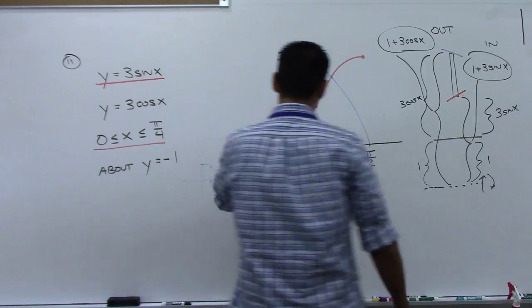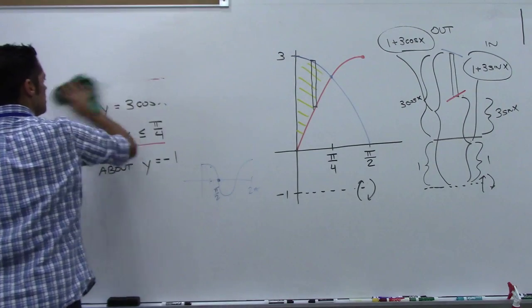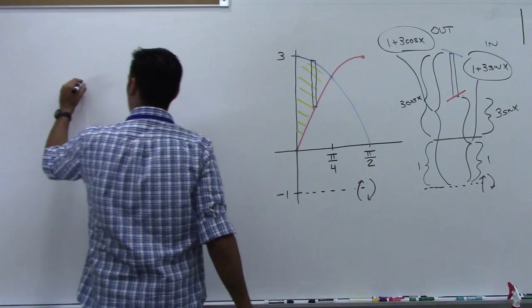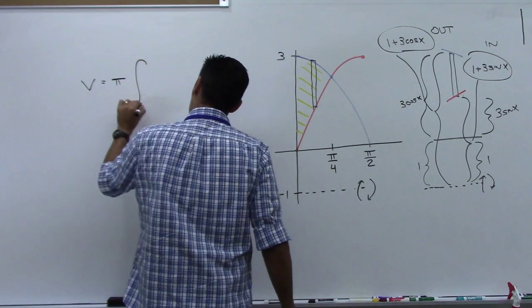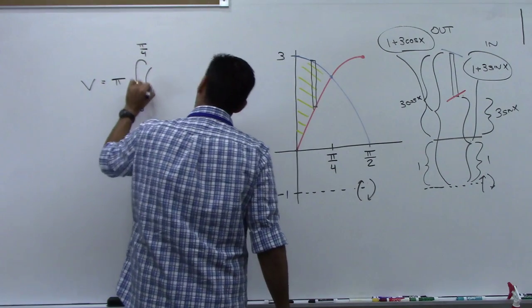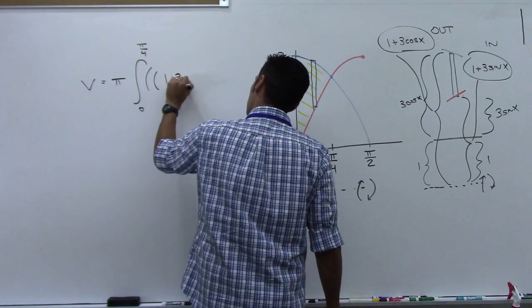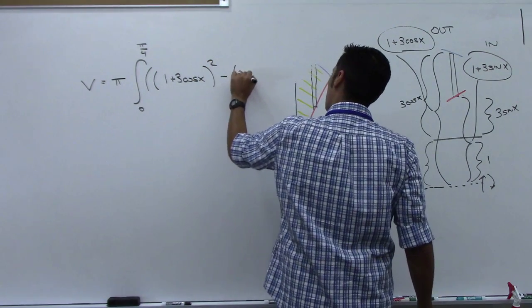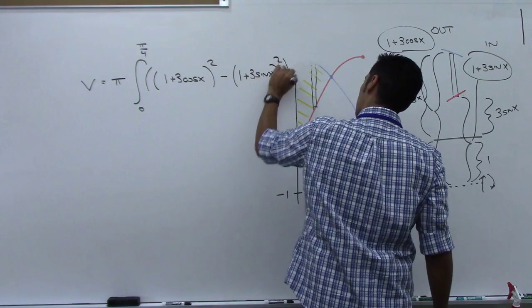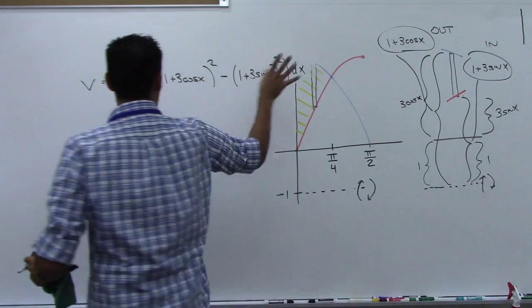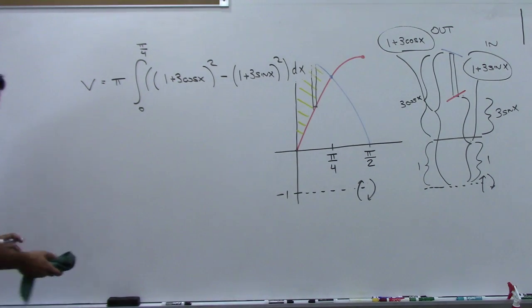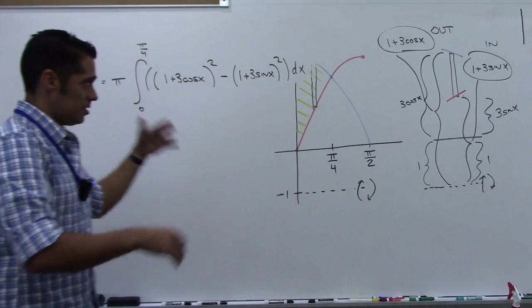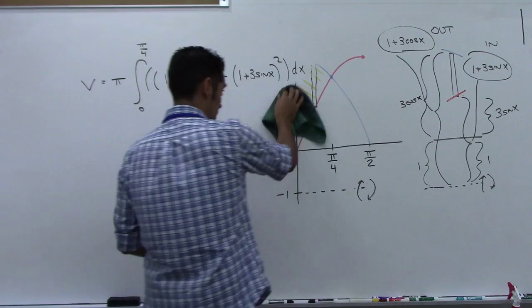My limits of integration go from 0 to pi over 4. So we've got volume is pi times the integral from 0 to pi over 4 of the outer function, 1 plus 3 cosine x, squared, minus the inner function, 1 plus 3 sine x, squared, dx. And then you would FOIL these out, and you're going to have some sine squareds and cosine squareds in there. You're going to have to use the half angle identity. That's a long integral, not tough, just long. But I've got it at least set up for you.